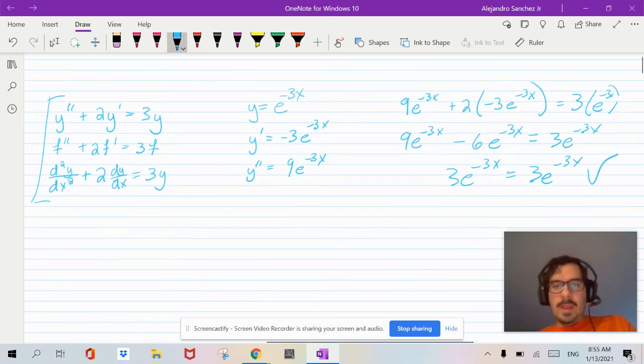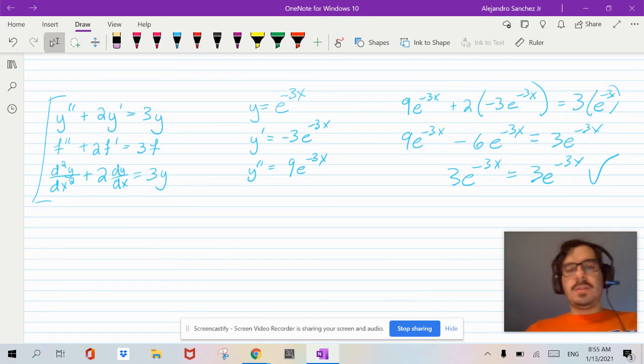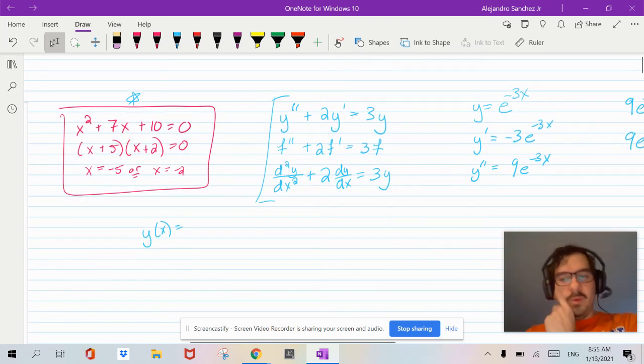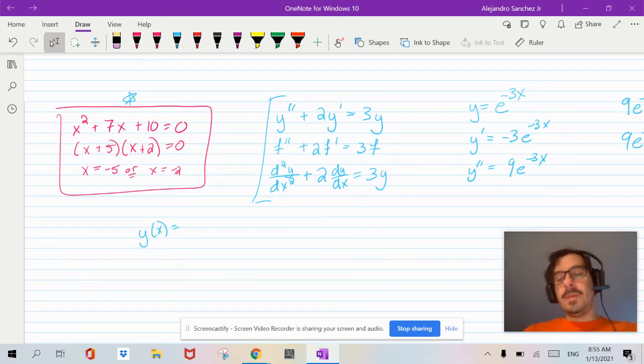All right, so that's just a quick introduction into what differential equations look like, what the solutions look like, and the key differences between what we've been doing and what we're going to be doing.